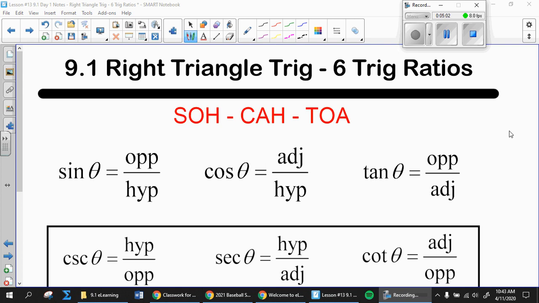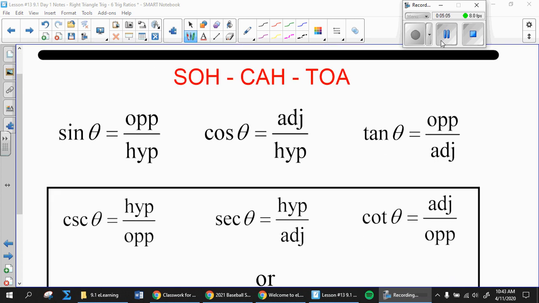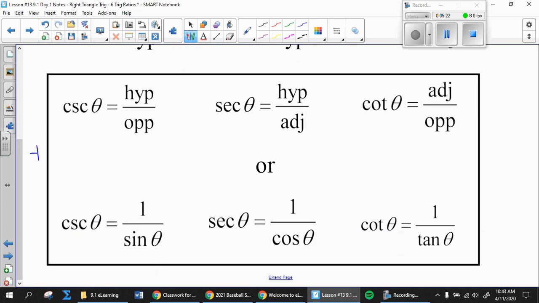So this page here is just a summary of what we just talked about. Okay, so remember sine is OH, opposite over hypotenuse. C cosine, AH, T tangent, OA. The other way that you can think about cosecant, secant, and cotangent, again, is the reciprocal. So we can say cosecant is hypotenuse over opposite, or you can also think about it as 1 over sine. Because if we take the reciprocal of sine of theta, we move it to the bottom. Same thing with these other two. It's just another way that we can think of and write cosecant, secant, and cotangent.